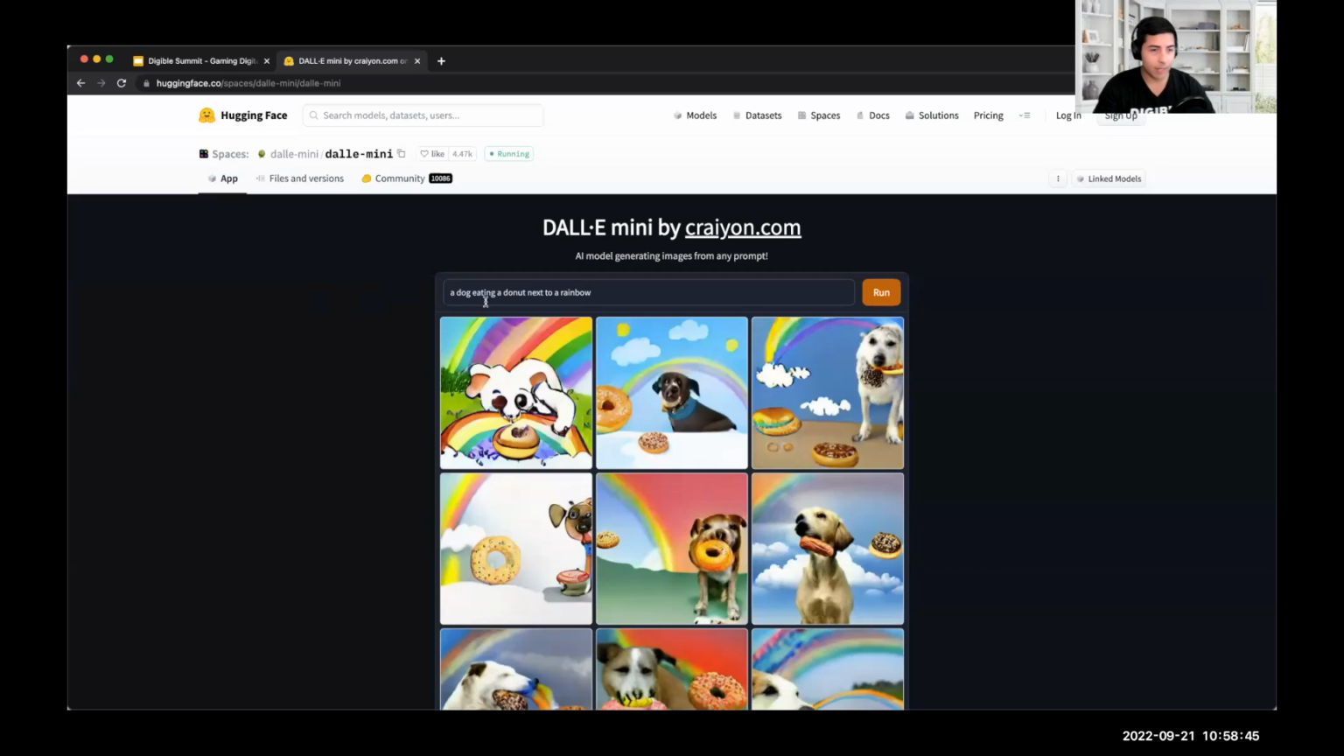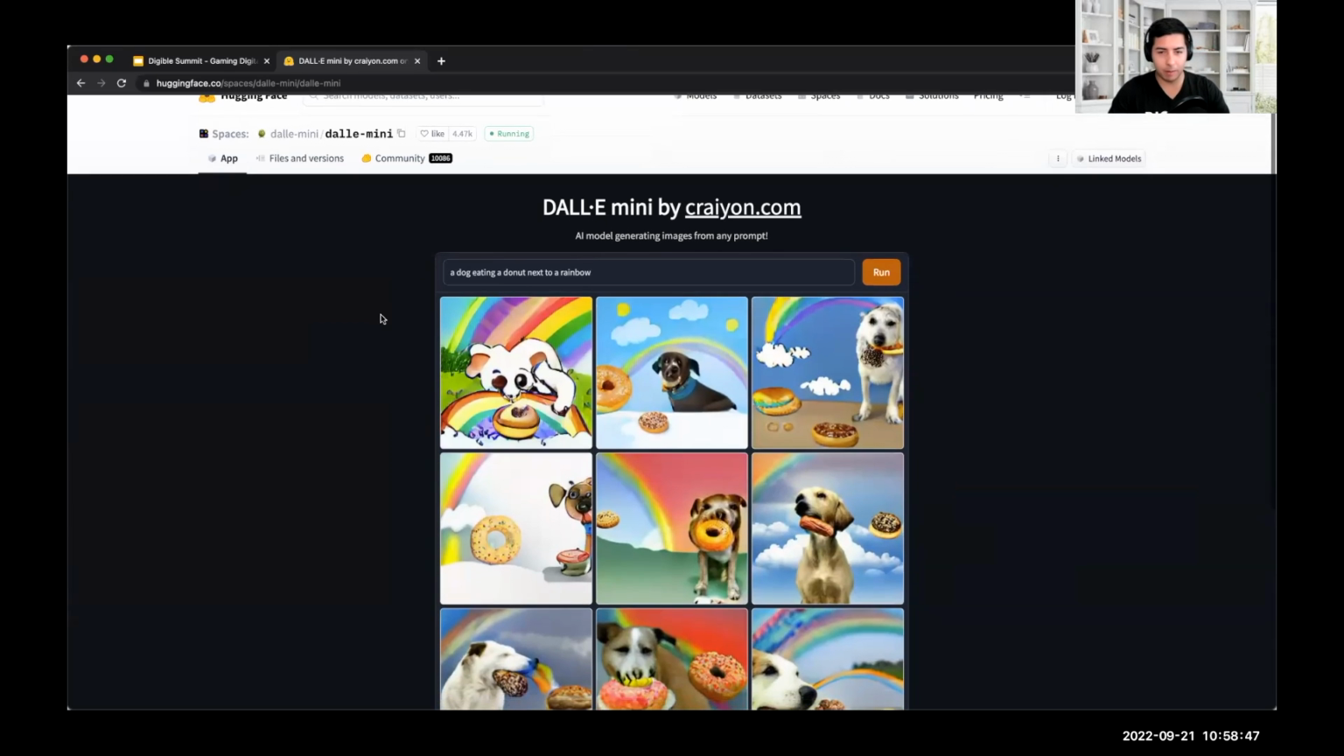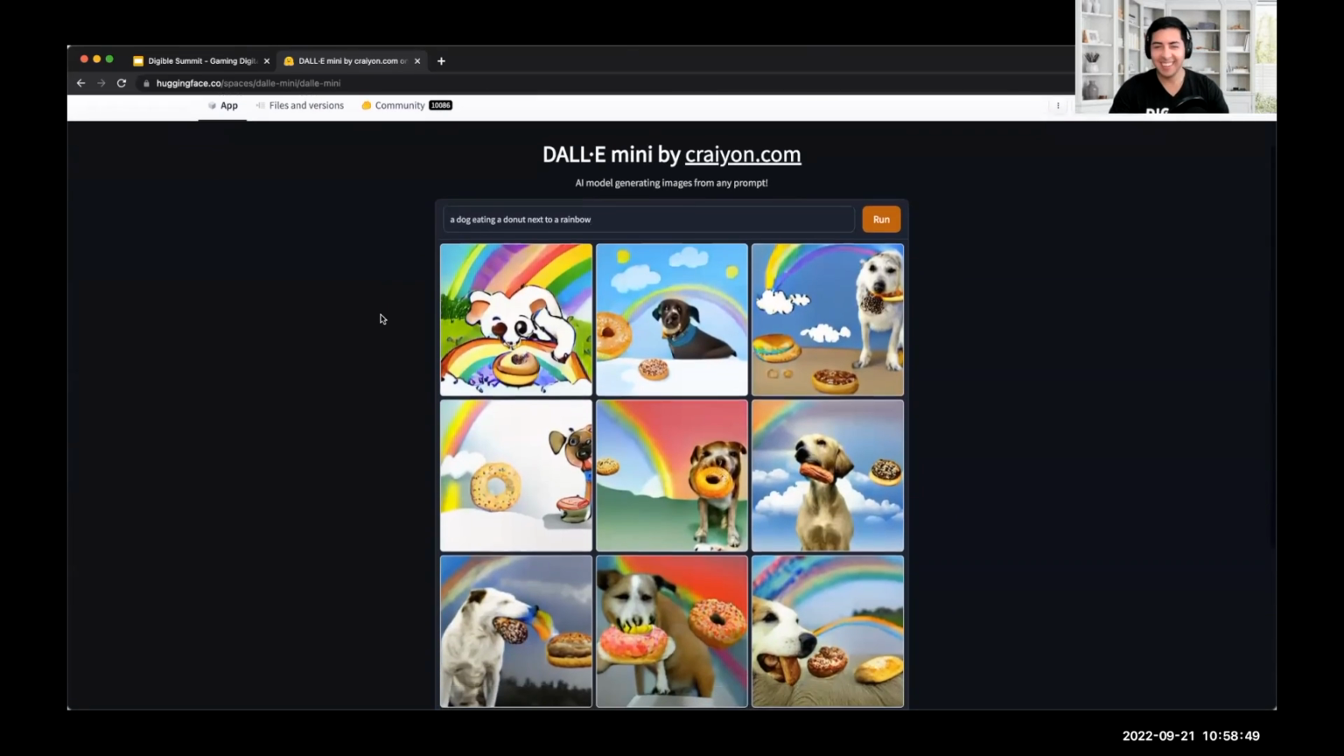So there we go, a dog eating a donut next to a rainbow. And so again, imagine that you could apply this sort of technology to any real user journey, any person, any piece of text that you wanted to serve to the customer. I think you could create a really great marketing experience for customers.